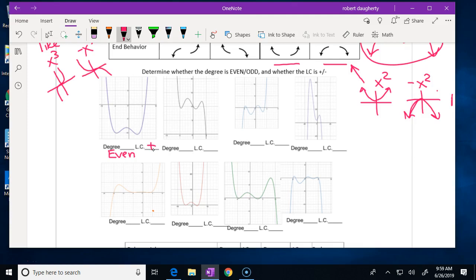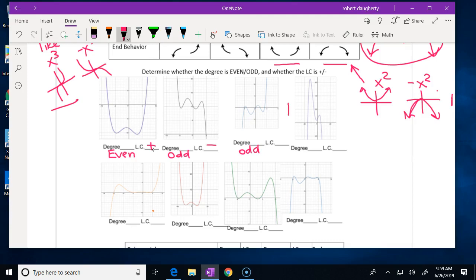If I look at the next one, it goes up on one end and down on the other. So this has to be an odd degree polynomial. Now, if it looked like x cubed, up to the right and down to the left, that would be a positive coefficient. This is flipped, so this coefficient is negative. If you look at the next one, it's going down and up, so it's mismatched, so this is an odd degree.